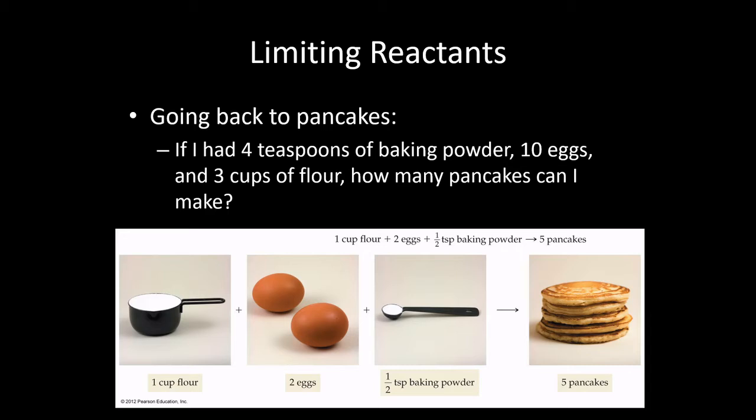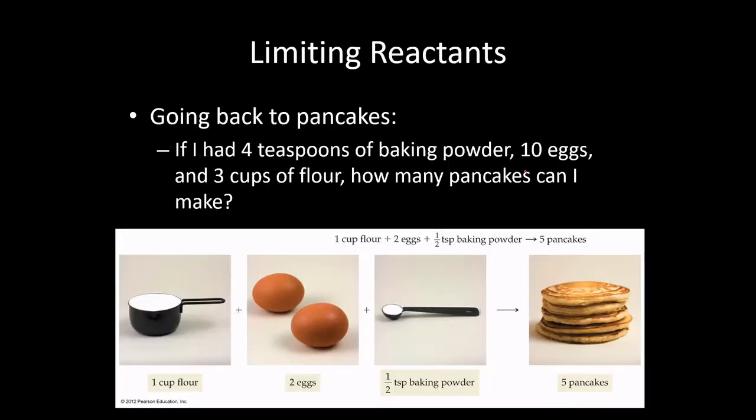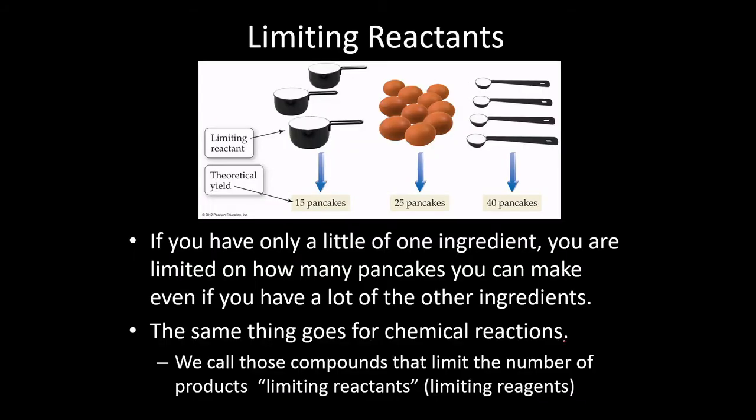If we followed the recipe, and that is the key thing here, no cheating, no saying 1/2 eggs is fine. No, follow the recipe. If we follow the recipe, how many pancakes can I make? Well, if I use up all of the baking powder, I have enough to make 40 pancakes. Because remember, I have 4 teaspoons, and I only need a half of a teaspoon to make 5 pancakes. And so that would work out giving me 40 pancakes.